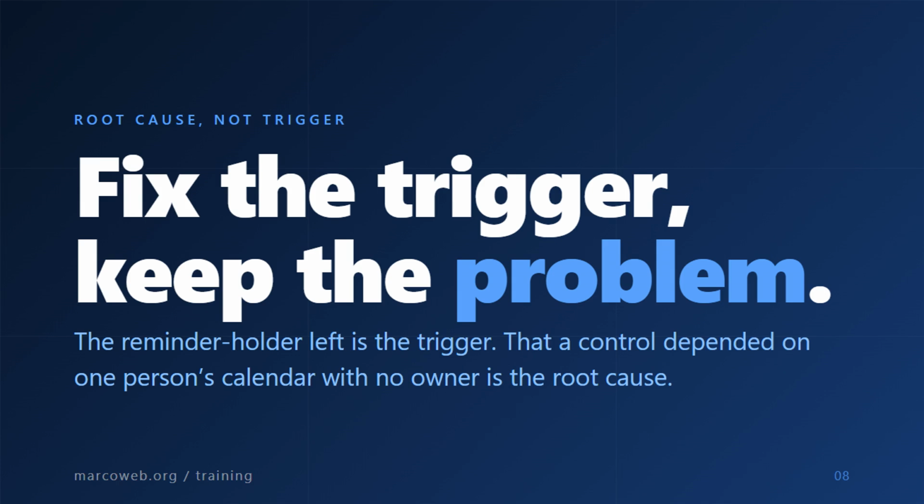One warning on cause, it is not the same as the immediate trigger. The reminder holder leaving is the trigger. The root cause is that a control depended on one person's calendar with no process ownership behind it. Fix the trigger and you get a new reminder for a new person. Fix the root cause and you get a scheduled, owned, and monitored process. Exam scenarios often offer both, and expect the structural answer.